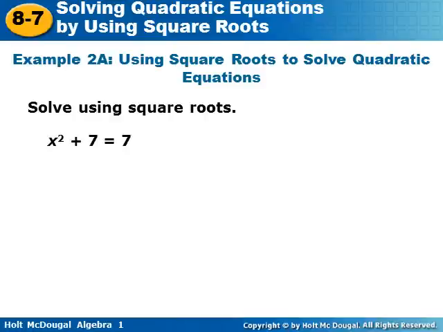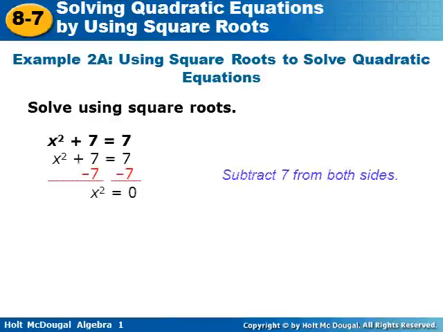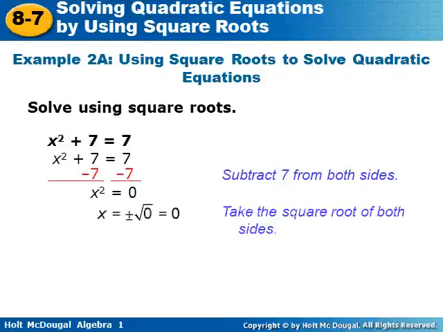x squared plus 7 equals 7. So we're going to subtract 7 from both sides, leaving us with x squared equals 0. Now we can take the square root of both sides, and we get x equals plus or minus the square root of 0, which is just 0. So the solution is 0.